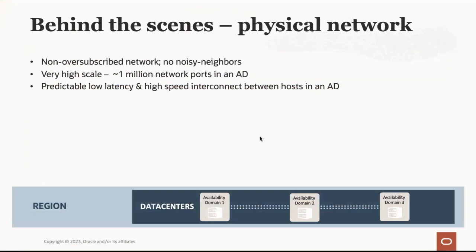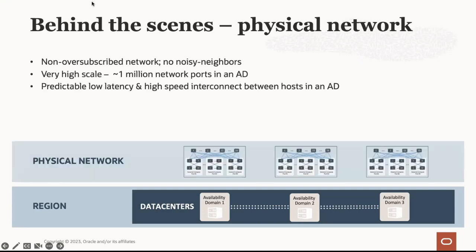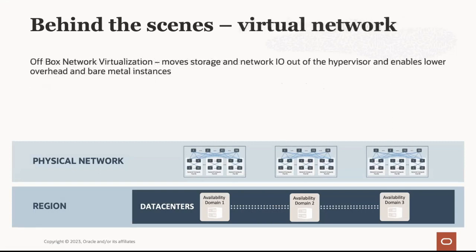So behind the scenes, I want to make sure you understand a little bit about the physical qualities that we provide for you. You have 3 data centers in every region. The data centers are between 50 and 80 kilometers apart, and they have a very performant, low latency, high speed interconnect between the hosts in an AD. So all the little boxes in it. Next slide.